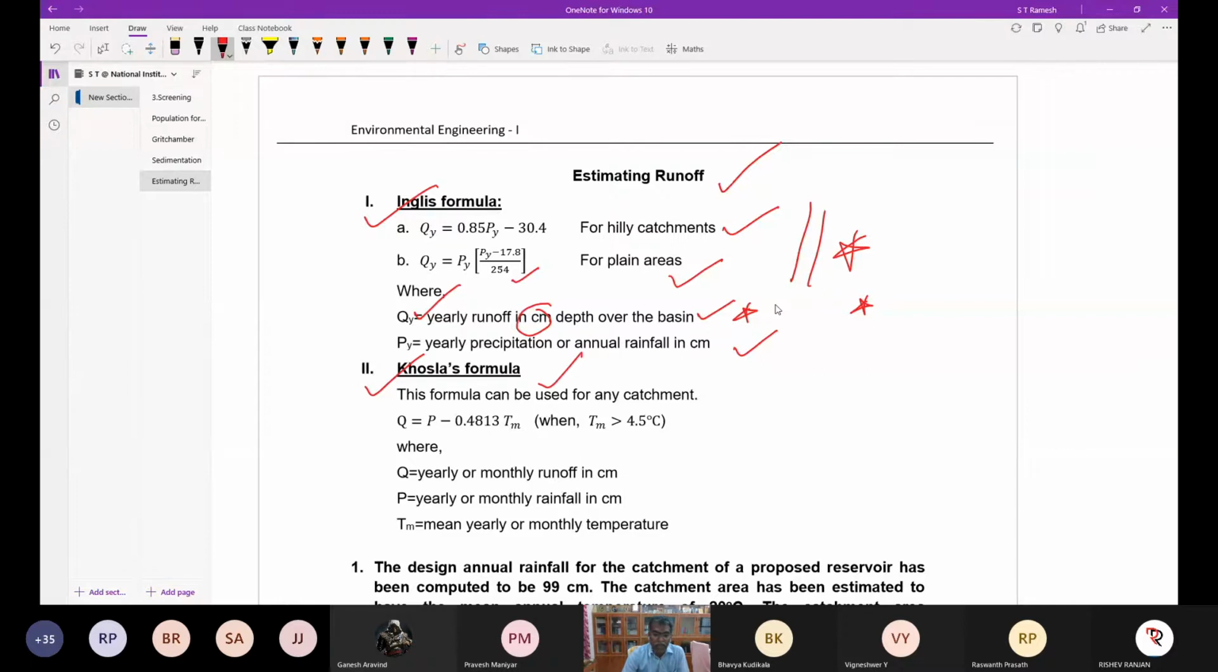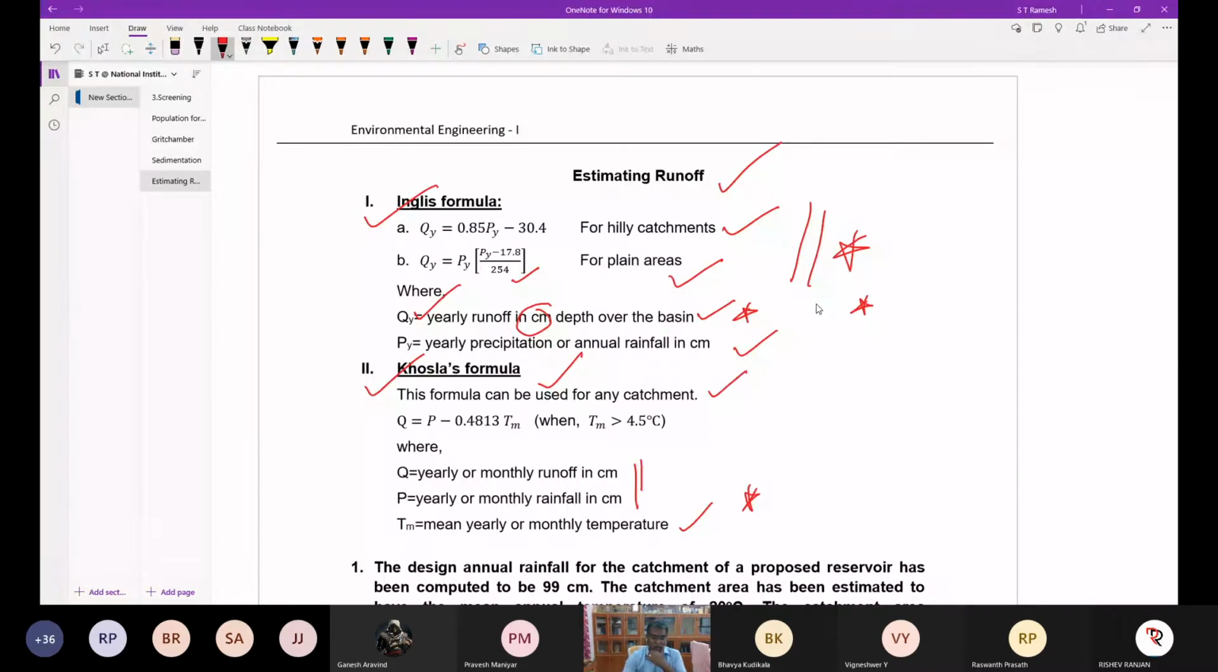The second one is Hausdorff's formula for any catchment. That is not specific to a particular catchment. For any catchment, Q is equal to P minus 0.4813 Tm, where Tm is the mean yearly or monthly temperature. Please remember that is the only difference. All others are the same. Q is equal to yearly or monthly runoff in centimeter, and P is equal to yearly or monthly rainfall in centimeter.